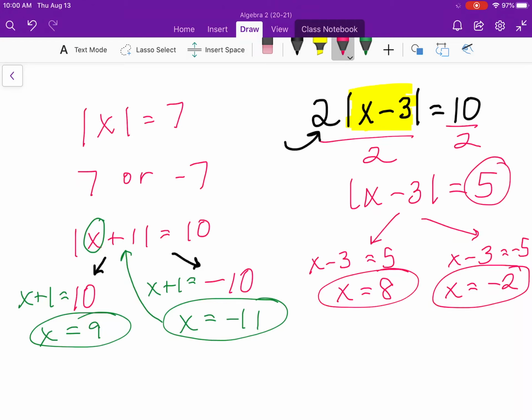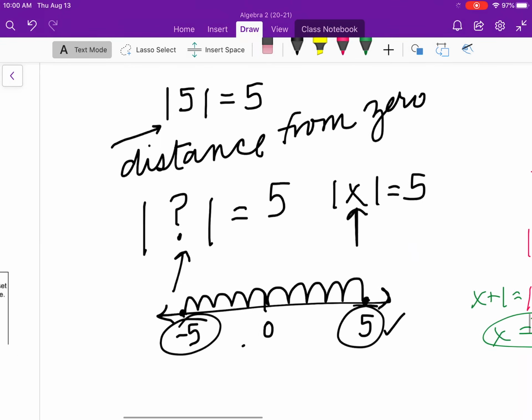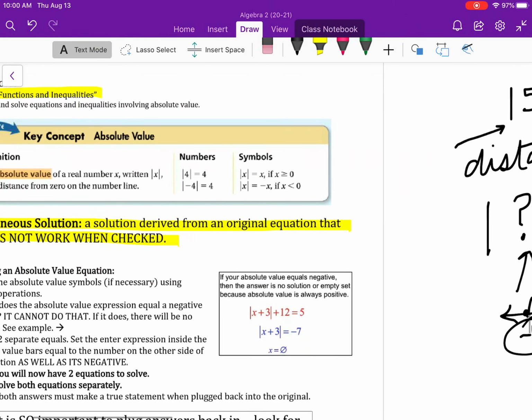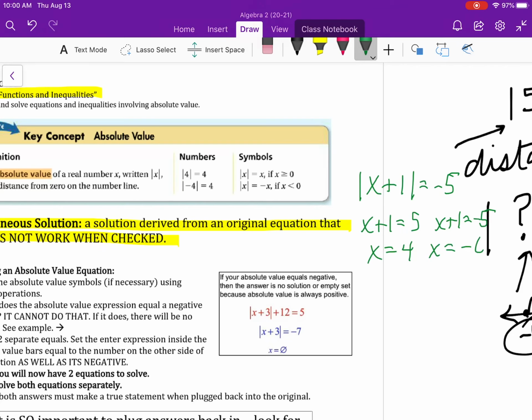You can always check your answers, and you always should, because sometimes you get an answer that doesn't work. Those are called extraneous solutions: a solution that does not work when checked. Let me show you an example of something like that. What if I said the absolute value of x plus 1 equals negative 5? I would say x plus 1 equals 5, and x plus 1 equals negative 5, right? I get x equals 4 and x equals negative 6.